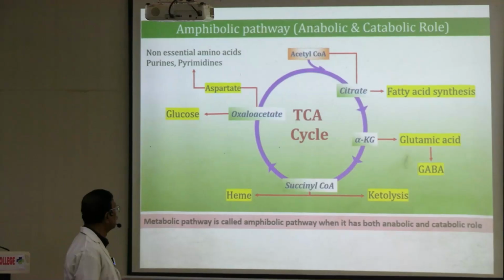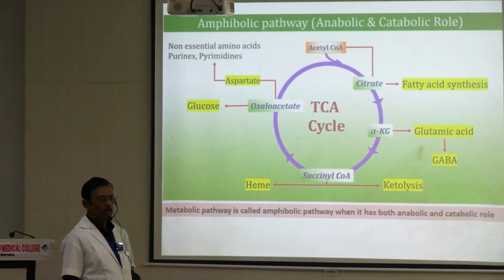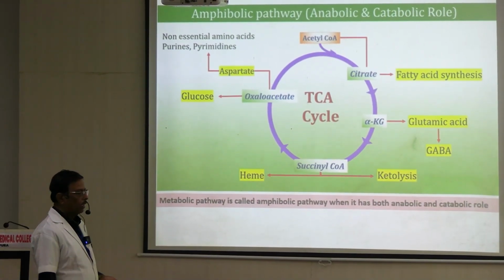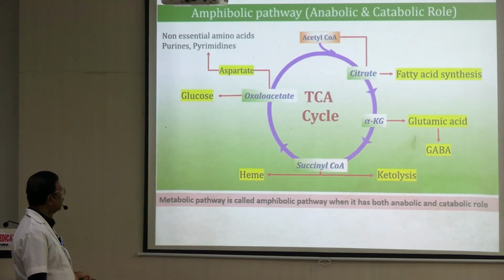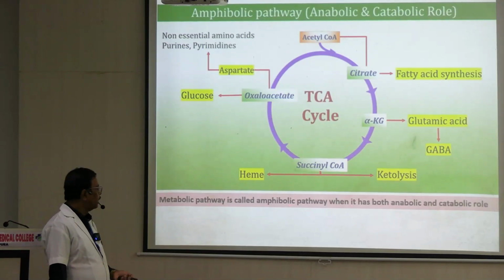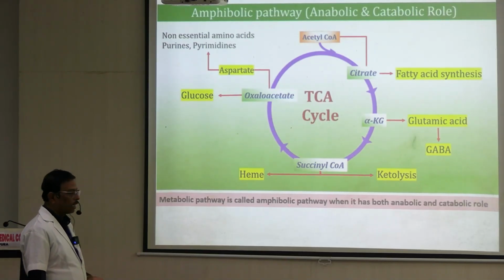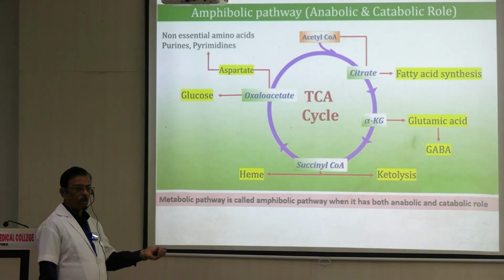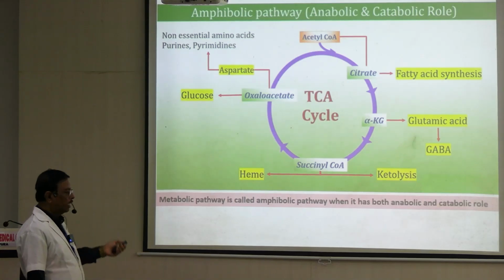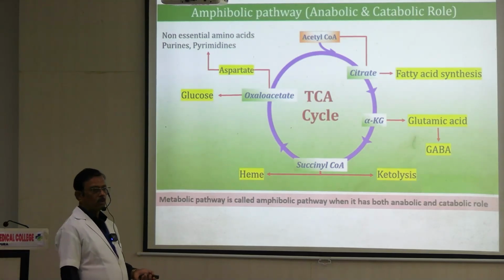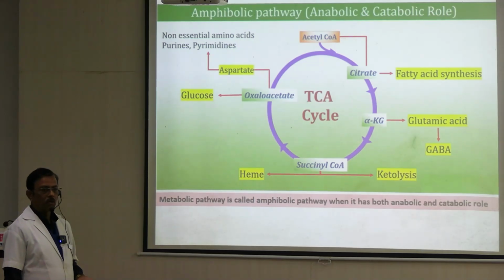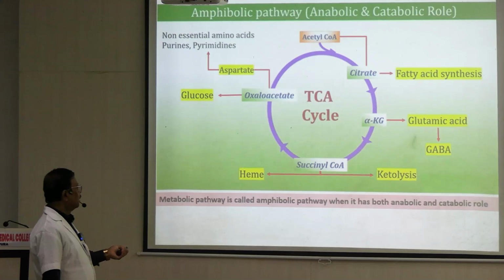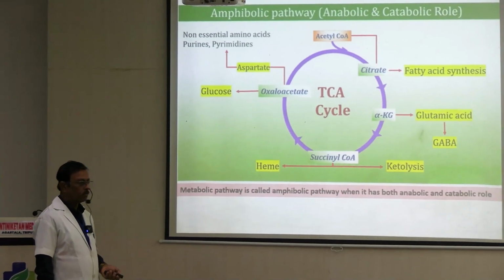Short note: TCA cycle is an amphibolic pathway. Explain. A metabolic pathway is called an amphibolic pathway when it has both anabolic and catabolic roles. So far we have described the catabolic component of the TCA cycle. Acetyl-CoA is catabolized completely into carbon dioxide in the TCA cycle. This is the catabolic pathway.